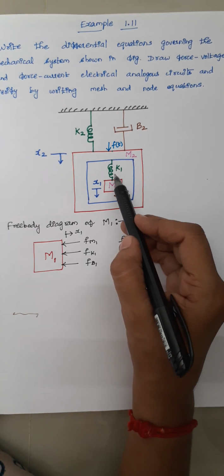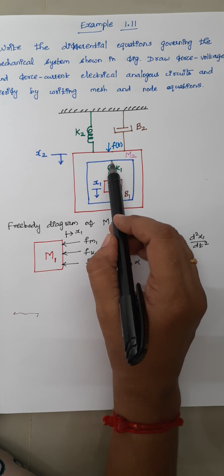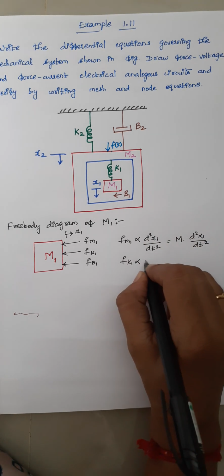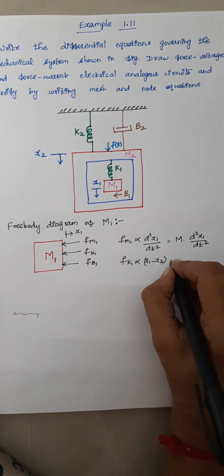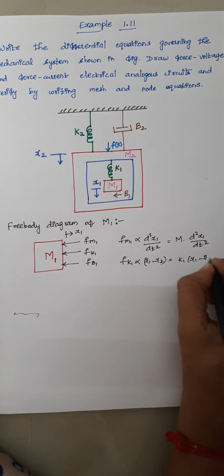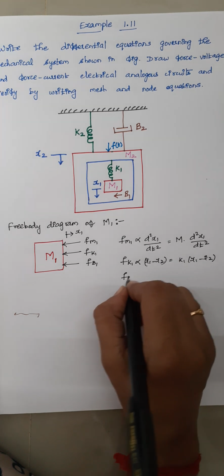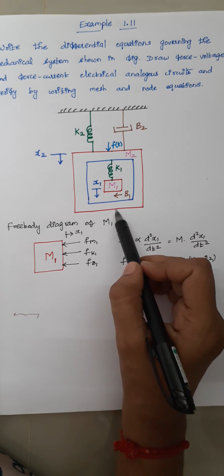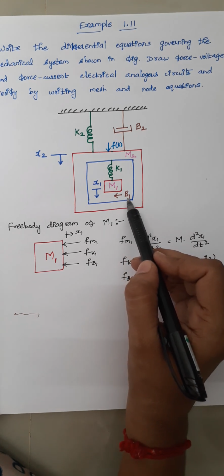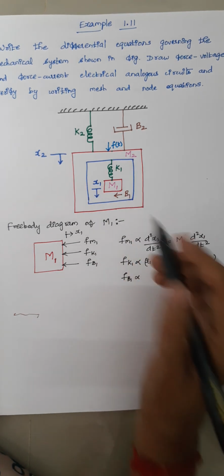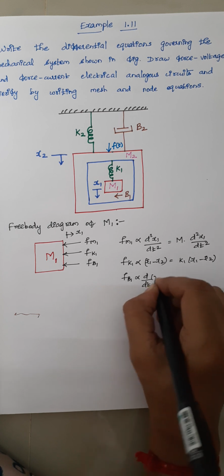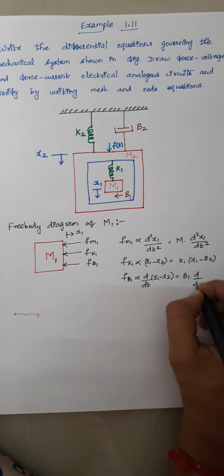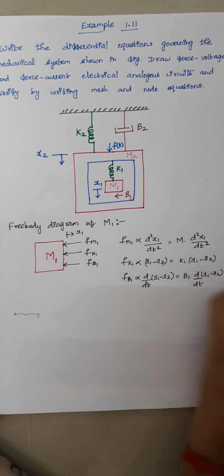We have to assume that this K1 is connected between M2 and M1. So the respective displacement of K1 is x1 minus x2, which gives K1 into x1 minus x2. And the next one is Fb1. Again this B1 is connected between mass M2 and M1. Don't get confused with this box. For this B1 we write d by dt of x1 minus x2, which is equal to B1 into d by dt of x1 minus x2.